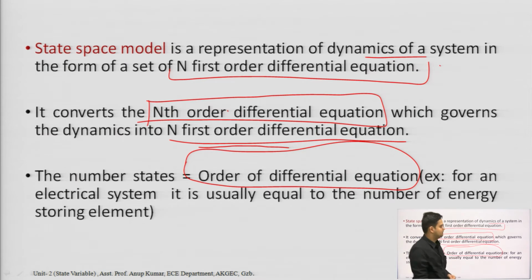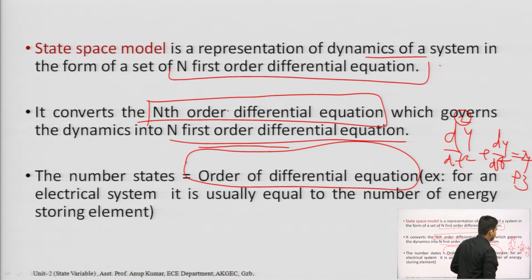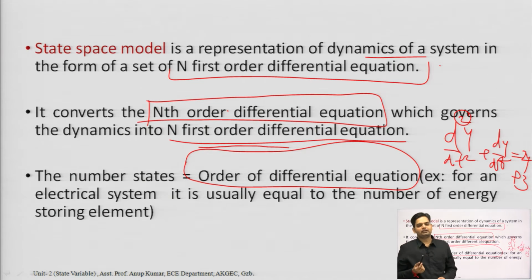Suppose the differential equation is d²y/dt² + dy/dt = 2y + 3. Here the highest order is 2. So, I will say 2 state variables we have to define in our model. The order of the differential equation gives us the number of state variables that we are going to use in our system.